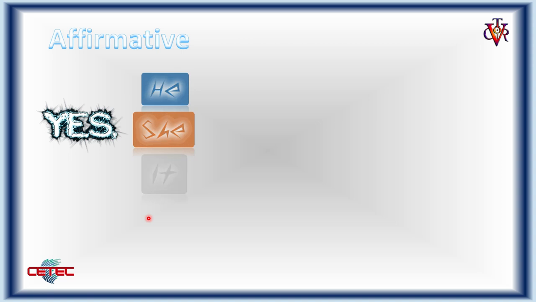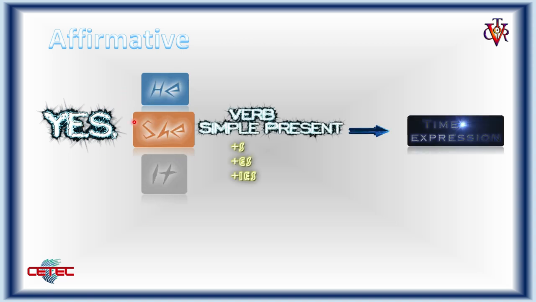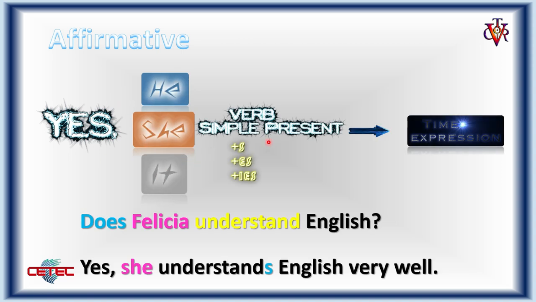Now, in affirmative, yes, he, she, it, the verb in simple present has to change depending on the ending of the verb, and there are rules. Don't forget the time expression.